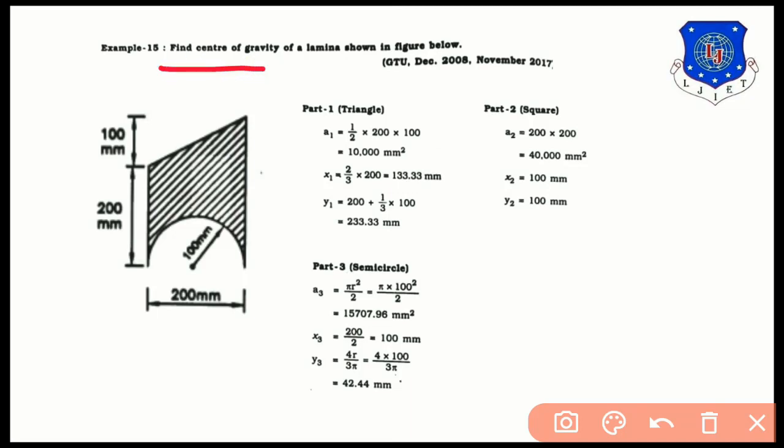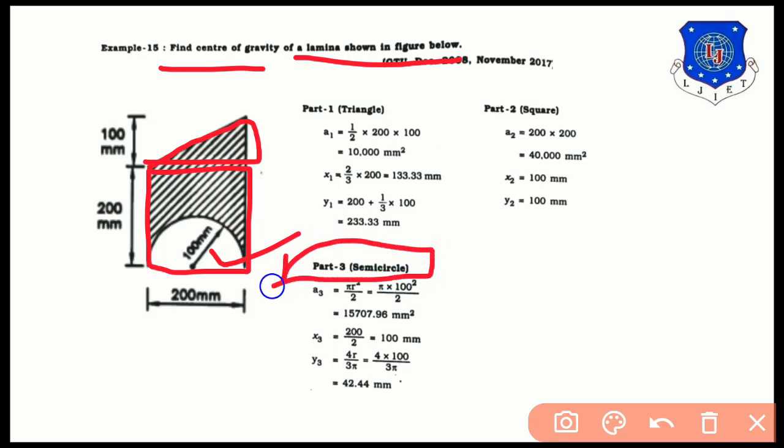Find center of gravity of a lamina shown in the figure below. Lamina means area, 2D element. Here you can see how many parts in the example. This is the part number 1, triangle, right angled triangle. This is the part number 2, which is a square. And from the square we have to cut this semicircle, means part number 3. So part 3 semicircle will be subtracted from the addition of these two parts.